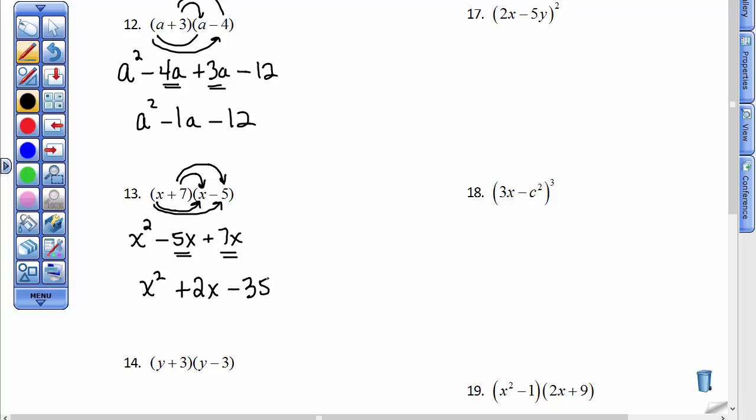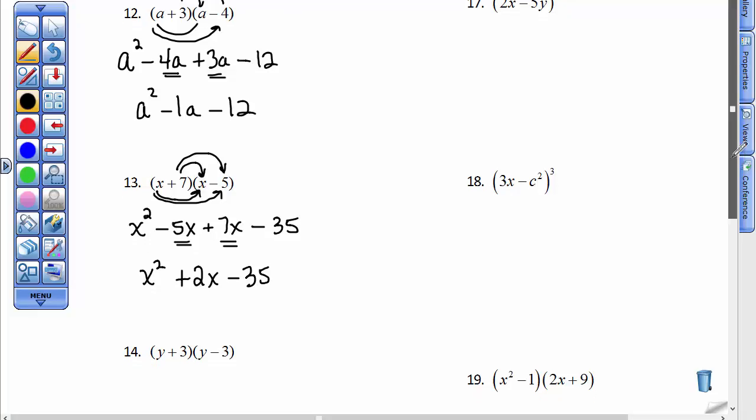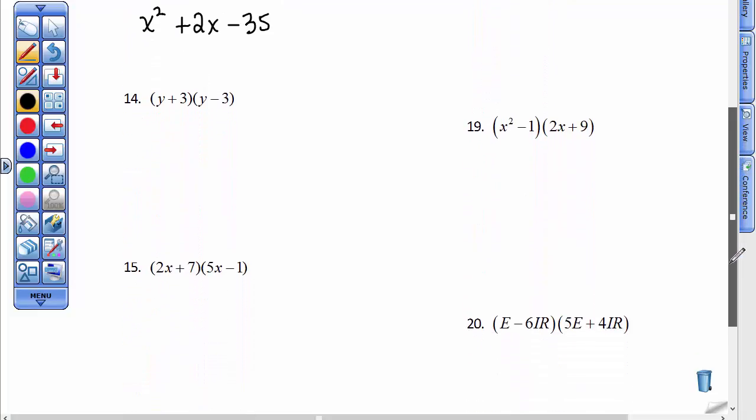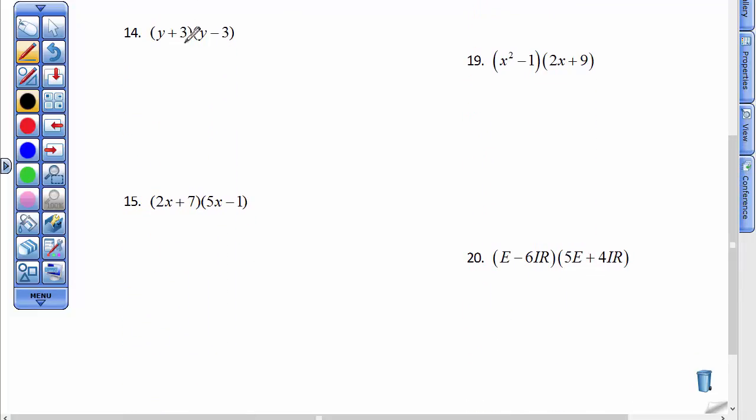So if you can FOIL in your head, I'm going to go ahead to complete this. I'm going to put that minus 35 there. But if you can do these two in your head and come up with the positive 2x without writing anything down, that's awesome.